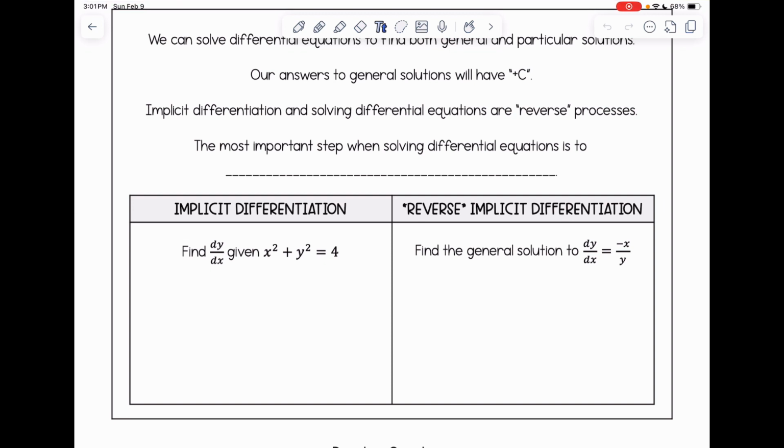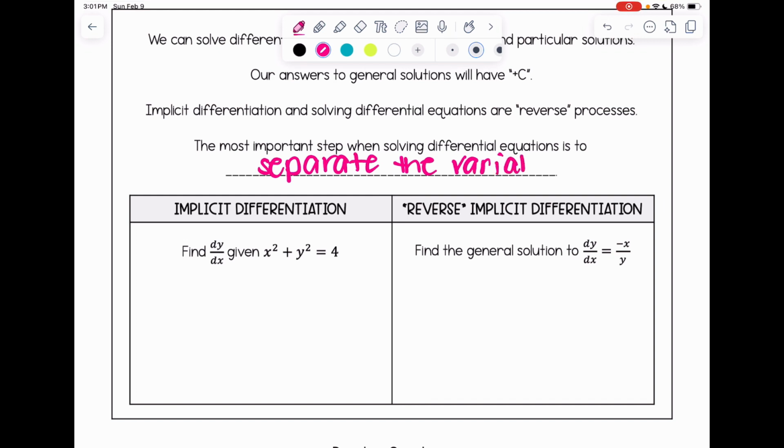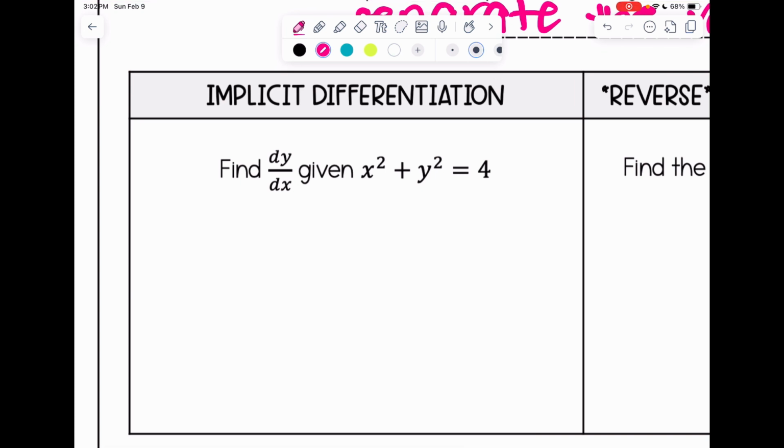Implicit differentiation, which we've learned previously, and solving differential equations are essentially reverse processes. And the most important thing to remember when we are solving differential equations is to do a process called separating the variables. Basically, if an equation has x and y, making sure all of the x's are on one side of the equation and all of the y's are on the other. This is especially important in AP Calculus. Sometimes on the free response questions, they will not give you any credit on the question whatsoever if you do not separate the variables.